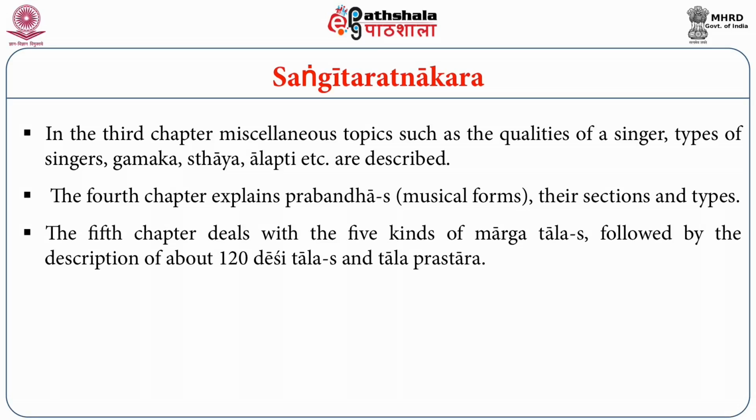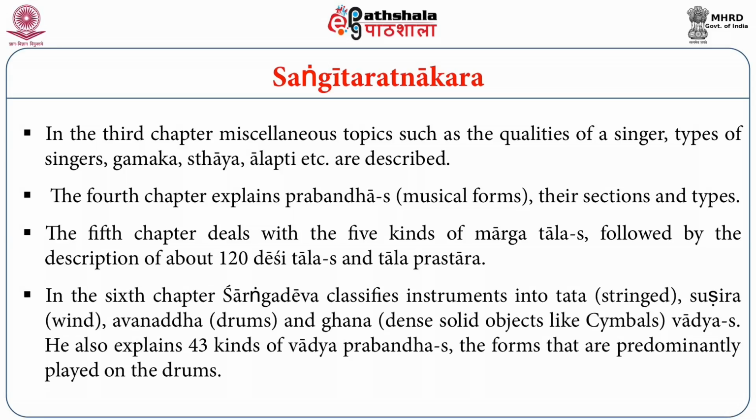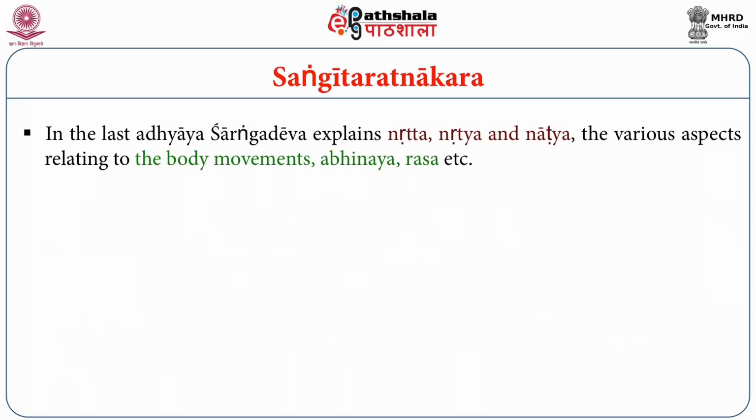The 5th chapter deals with the Margatalas, followed by the description of 120 types of Deshi talas, which ends with the Tala Prastara. The 6th chapter deals with the classification of instruments into Tata, Shushira, Avanadha and Gana Vadyas. Following this, there are 43 Vadya Prabandhas, the forms which were predominantly played on different kinds of drums. In the last Adhyaya, Sharangadeva gives an extensive description of the Nritya and Natya.